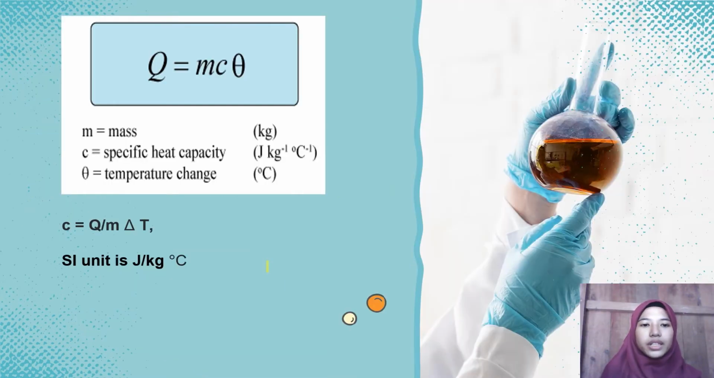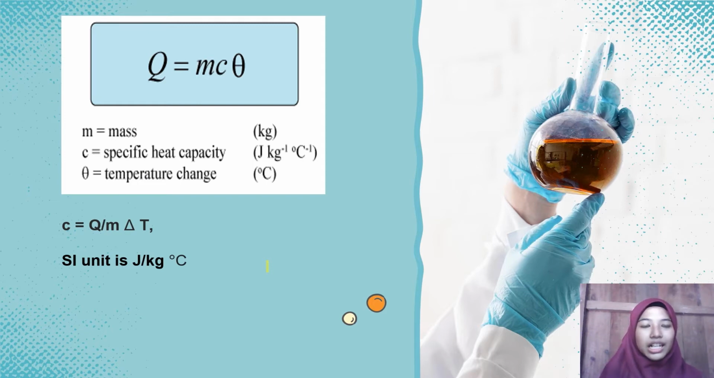Now, I will show how to find the specific heat capacity. To find the specific heat capacity, we need to use this formula, which is Q = mcθ, or theta, we can replace it with delta T, which is the change of the temperature. So Q is the heat, c is the specific heat capacity, m is the mass, and theta is the change in the temperature.